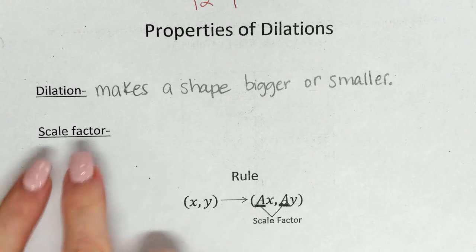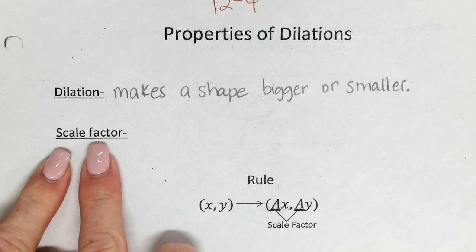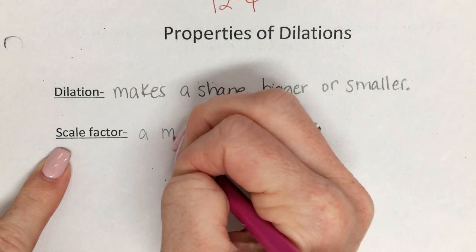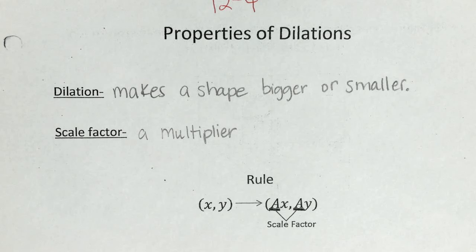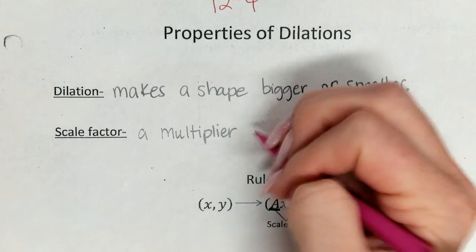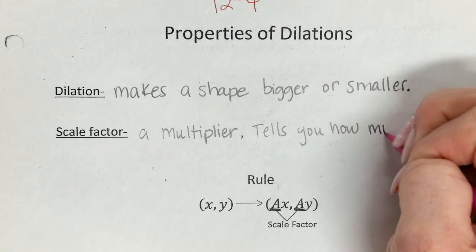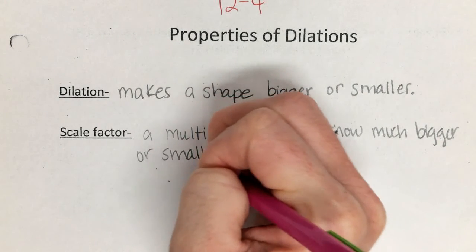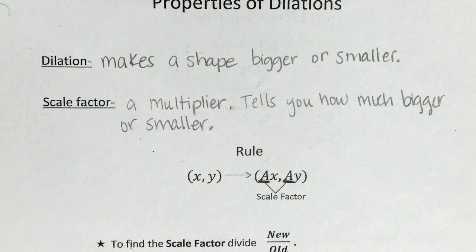All right. To make a shape bigger or smaller, they use what's called a scale factor. A scale factor is a multiplier. Meaning, what are you going to do with it? Multiply, right? It's a multiplier. It tells you how much bigger or smaller to make the shape. A scale factor is always a multiplier.